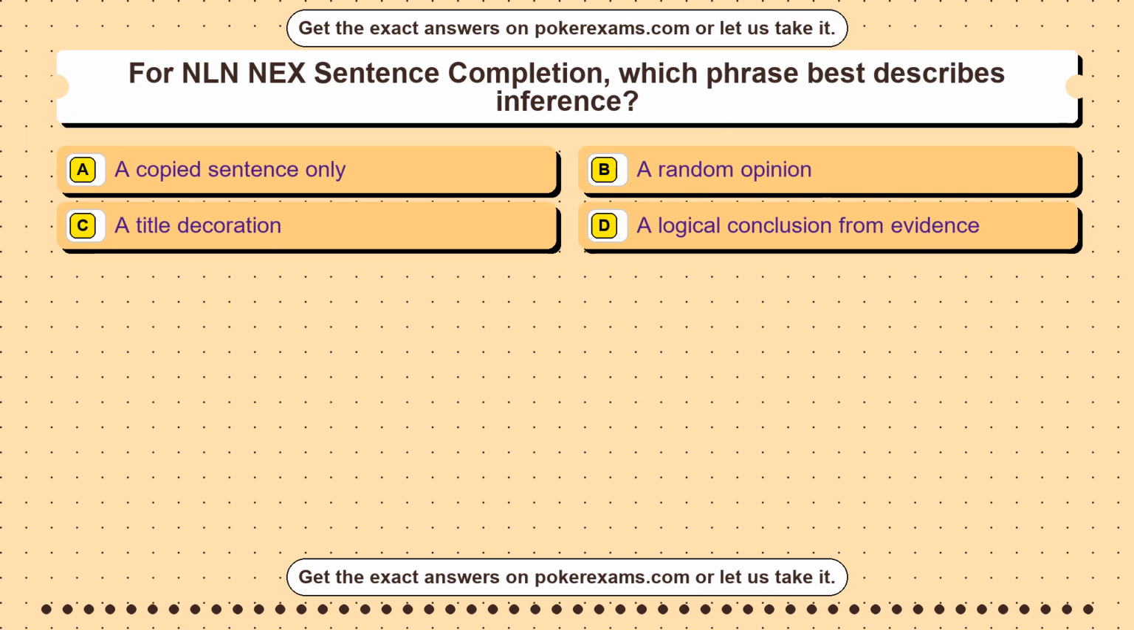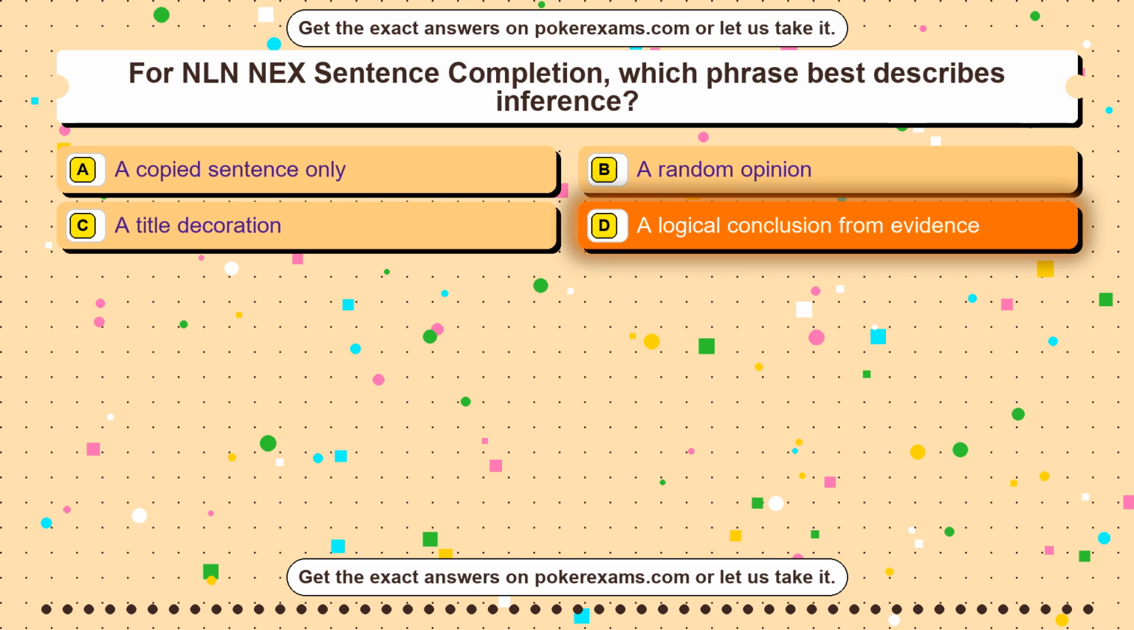Question 42. For GED Science Review, which conclusion is strongest after reading a data table? Option A, one based on a guess. Option B, one using no labels. Option C, one ignoring units. Option D, one supported by the numbers. The correct answer is option D.